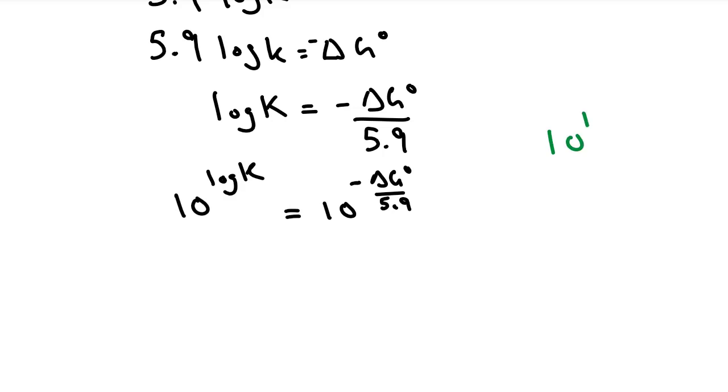10 to the log of x will equal x. Okay? So that's what we have here. So this is going to become K equals 10 to the negative delta G standard divided by 5.9. Now, why did we go to all this trouble?